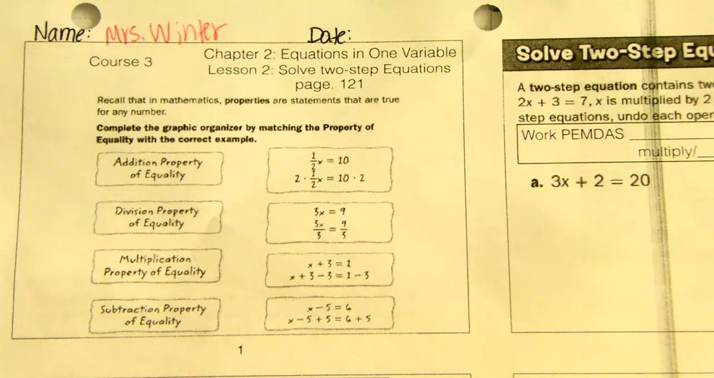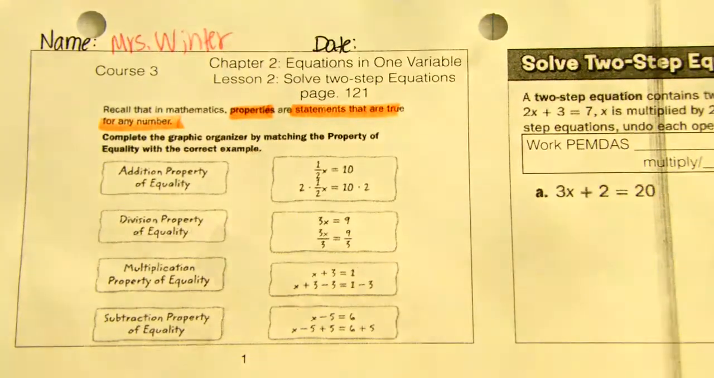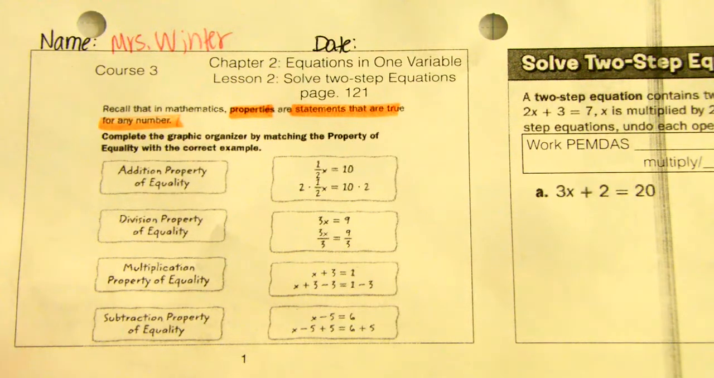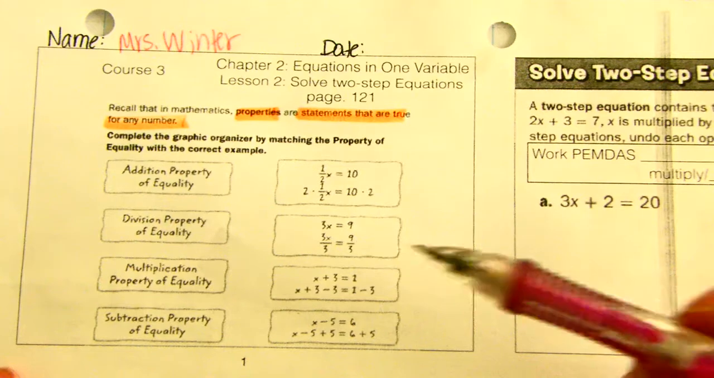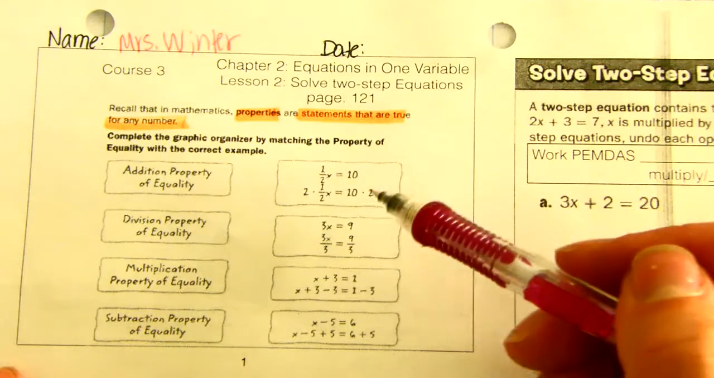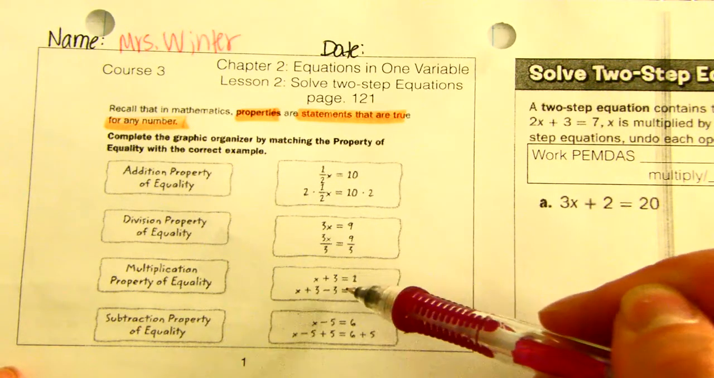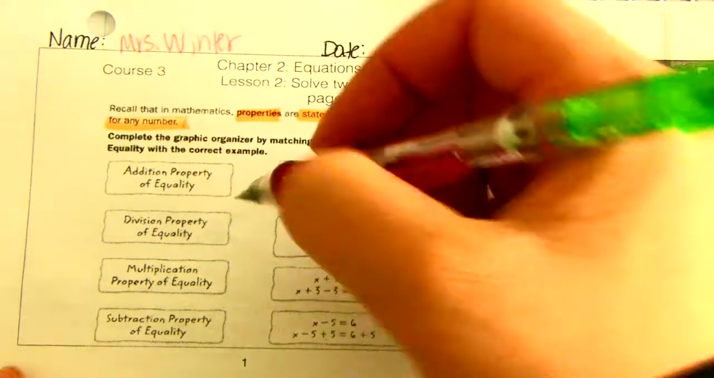It says that in mathematics, properties are statements that are true for any number. So you can fill that out on your vocab sheet. Then we have some properties here. The addition property of equality says that if you add something to both sides, it remains equal. Which one of these are they adding something? Here they're adding something, but really they're taking something away. This one they're adding 5 to both sides.